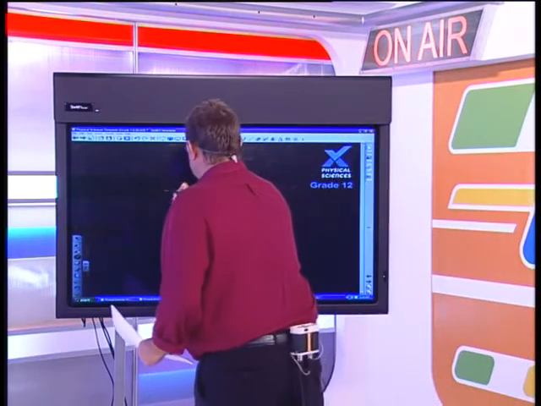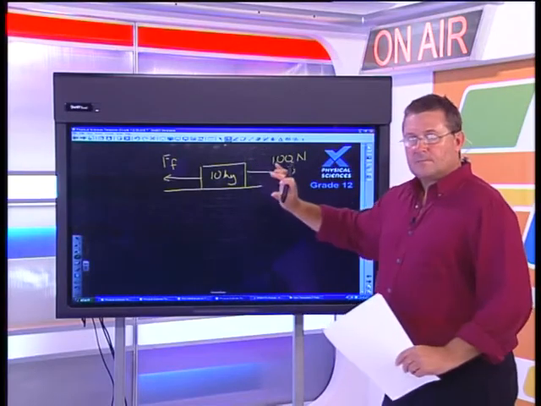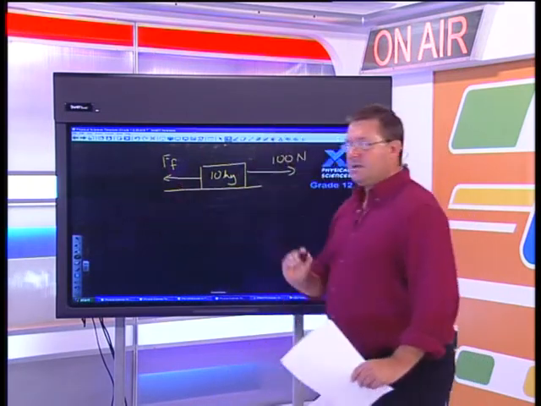Well, it's very simple. What I'm going to do is draw on my block. There's my 10 kilogram block. I'm going to keep this in the horizontal plane, and I'm going to now introduce a force of friction. We must remember, guys, that friction is a force that always acts in the opposite direction to the direction of motion. So if I've got my applied force acting in this direction, then the applied force is going to cause the object to move, and my friction must be acting to the left.